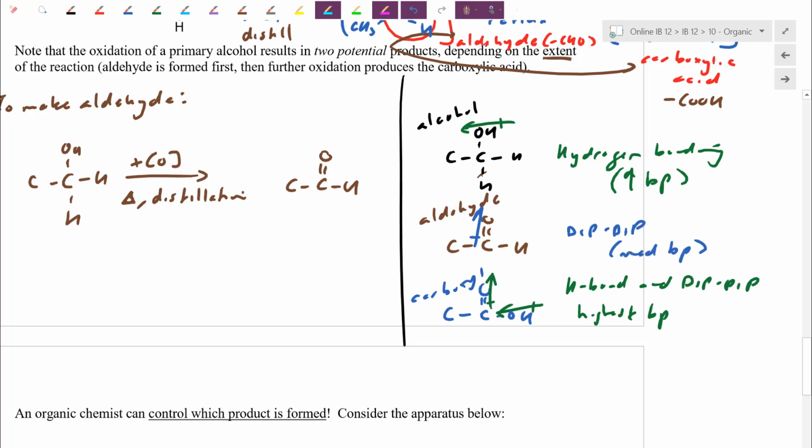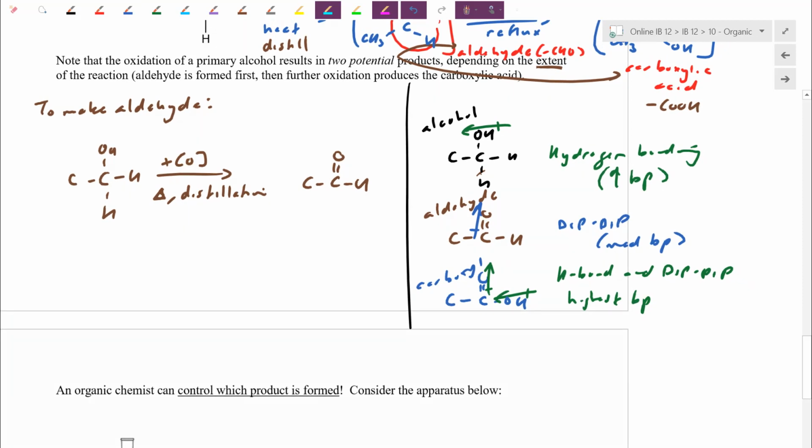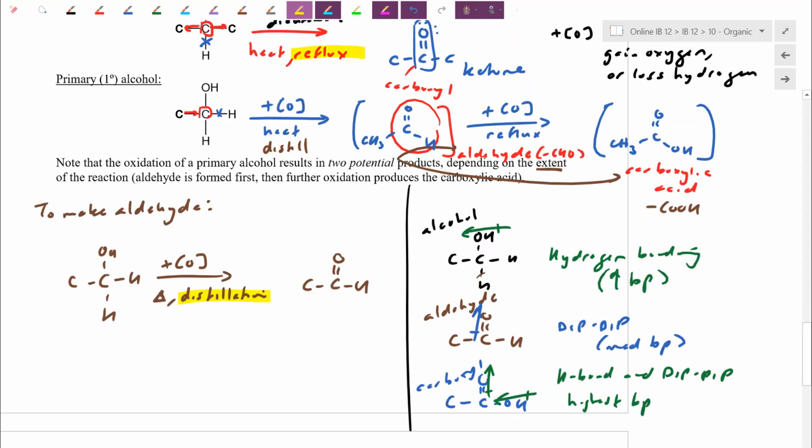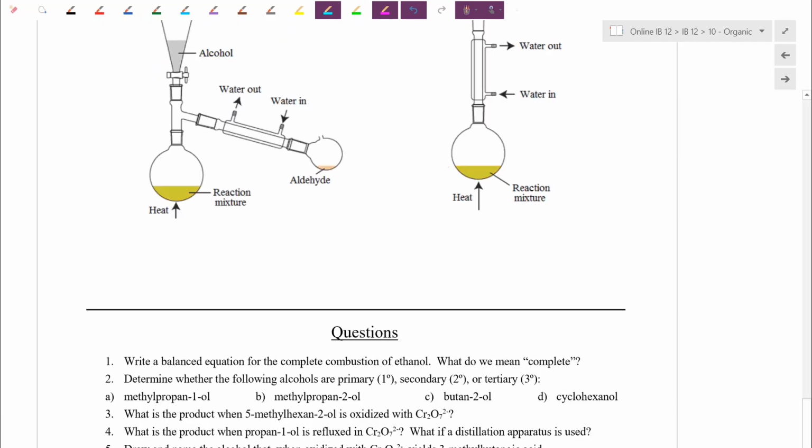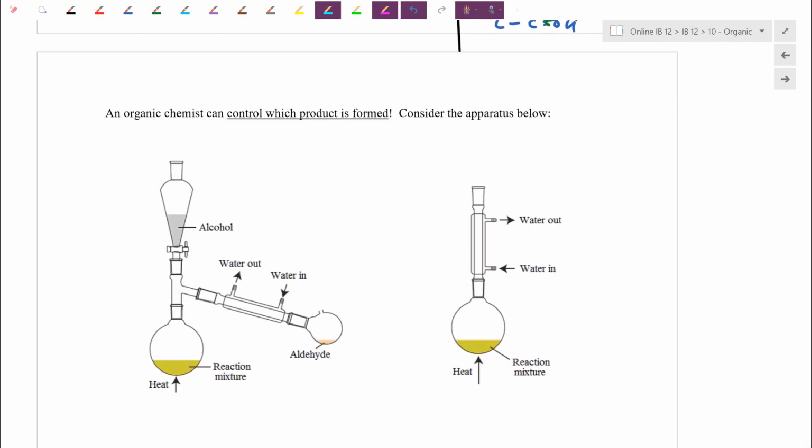So what we can do here is we can actually control how far the reaction goes. They're talking about this as an extent of reaction, either with this word here, distillation, or with this word here, reflux. So I'm just going to show you a picture of what this looks like on the back side. An organic chemist here can control which product is actually formed. What's shown here is actually a distillation setup on the left. You might remember this one here from the separation techniques we did back in grade 11, but it's been a long time. So that's a distillation.